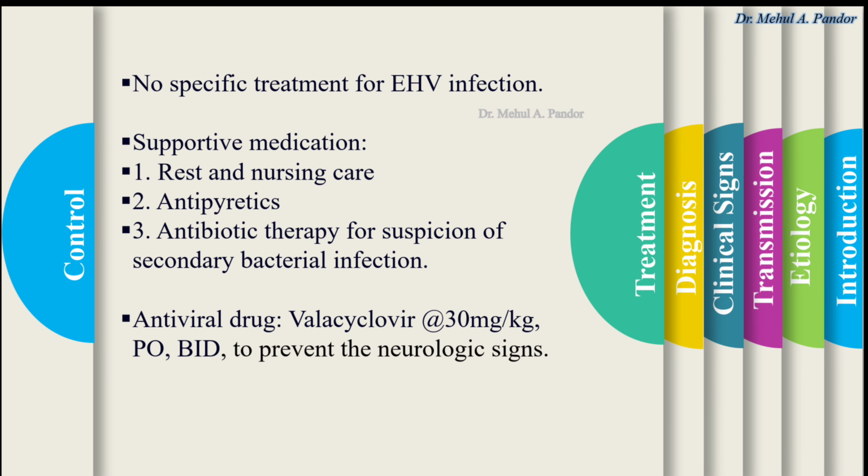There is no specific treatment for equine herpes virus infection. Only supportive medication can be provided through rest and nursing care, antipyretics to control the fever, and antibiotic therapy for suspicion of secondary bacterial infection. One antiviral drug, valacyclovir, at the dose rate of 30 mg per kg orally twice a day, is given to prevent the neurological signs.